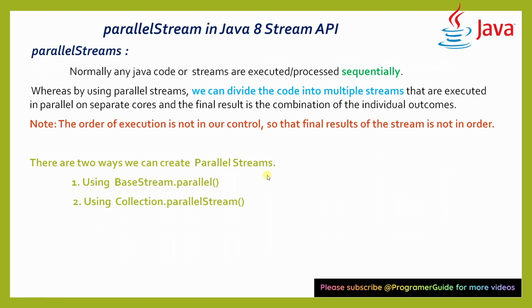All the data is combined and produced as output. Okay, but here you need to remember one thing. Since the execution order is not in our control, the final results of the stream do not maintain the order. That is also not in our control. There are two ways we can create parallel streams: by using BaseStream.parallel and Collection.parallelStream. These are the two ways we can create parallel streams.